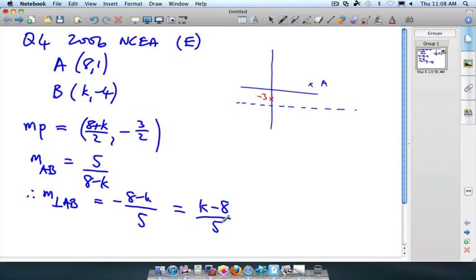We've got the point, which is this guy, the point that the line goes through. Now what do we do? K minus 8 over 5 is the gradient of the perpendicular bisector, that's the line we want, that ultimately is going to pass through negative 3. Well, we don't know yet. How could we know that at this point?